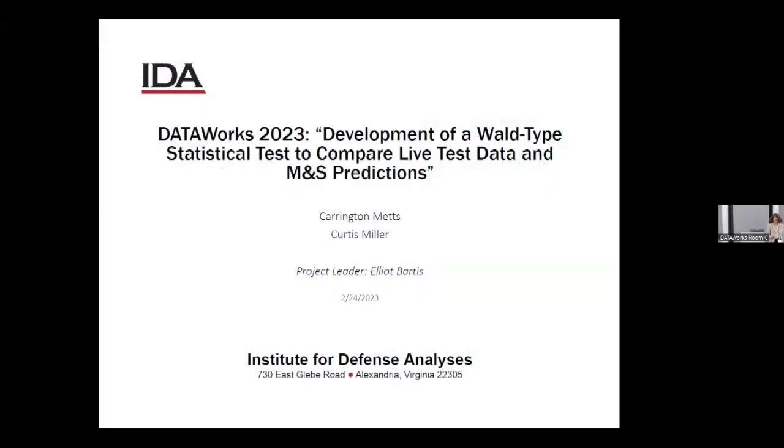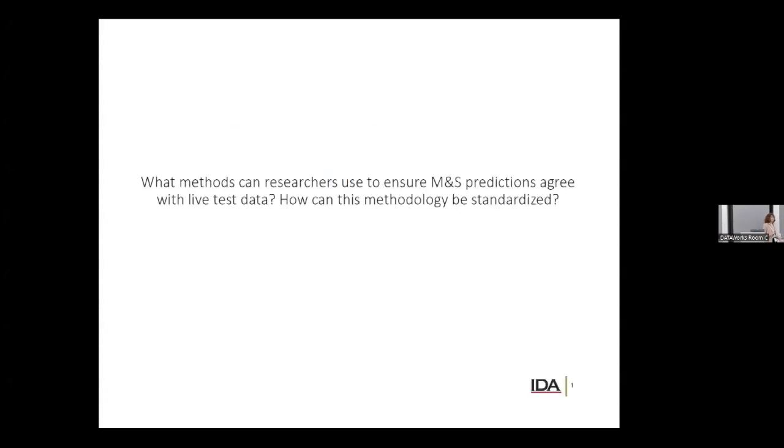All right, welcome. So today I'm going to be discussing the development of a Wald-type statistical test to compare live test data with M&S predictions. So the central question that we're trying to answer with this is, what methods can researchers use to ensure that M&S predictions actually agree with live test data, and how can this methodology be standardized?